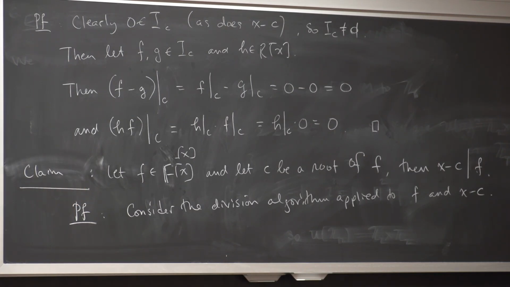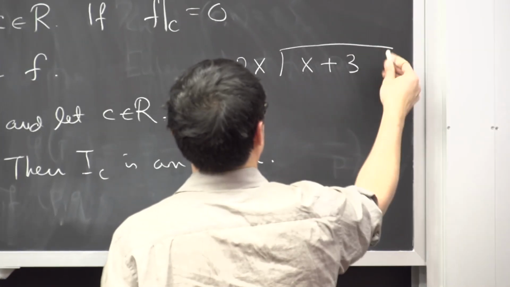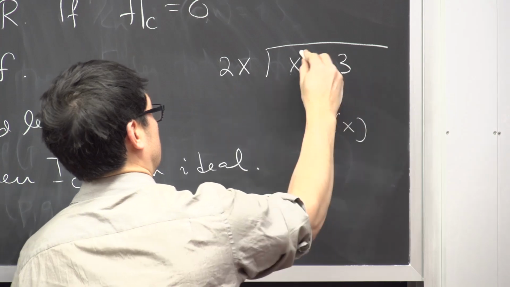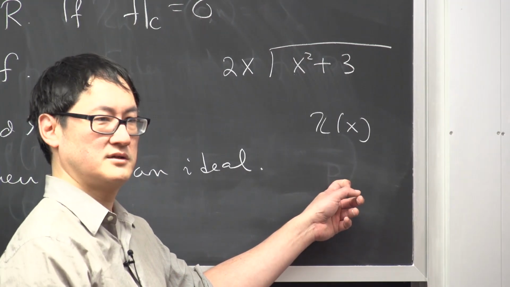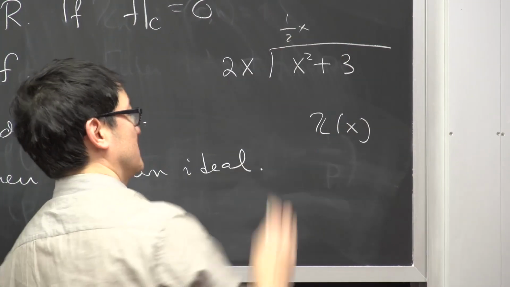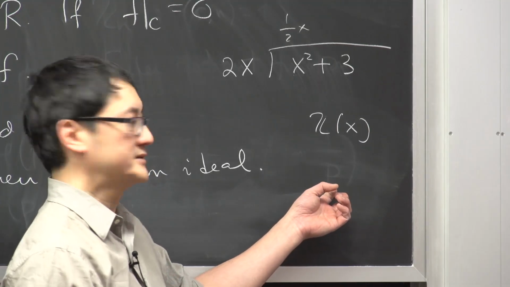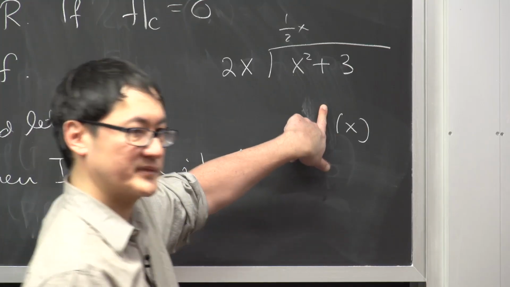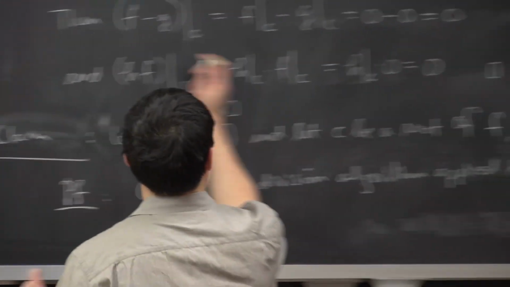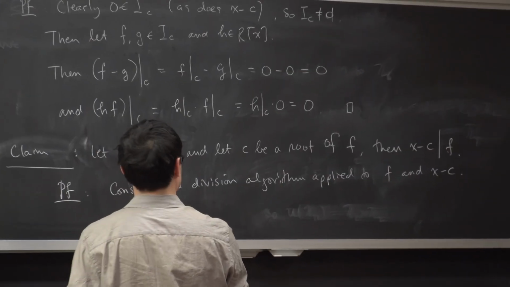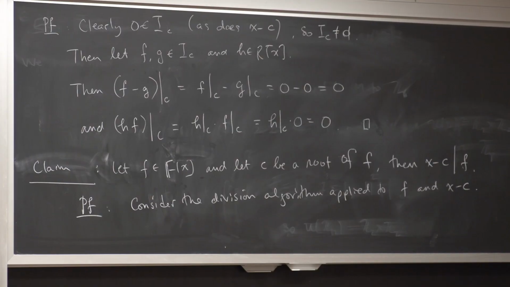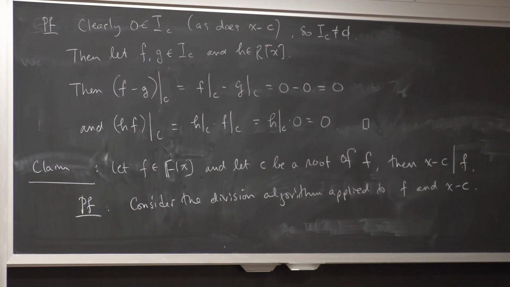Suppose I were asking you to divide these three things in Z[X]. Could you do it? No, because you would have to put a 1/2 X up here and you don't have a 1/2. So the division algorithm does not work unless the ring is a field. So if you're a field, let F be a polynomial, then X minus C divides F. Consider the division algorithm applied to this. Let's talk about what that means.